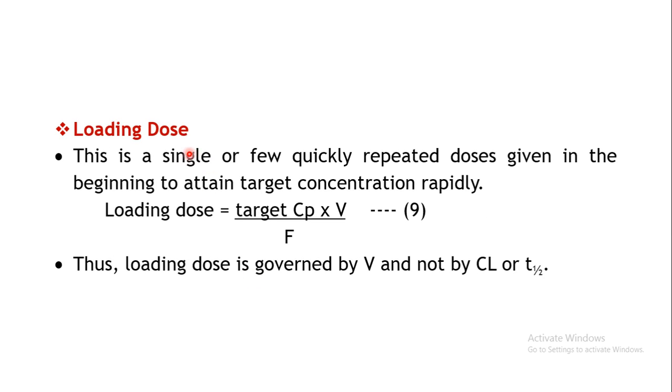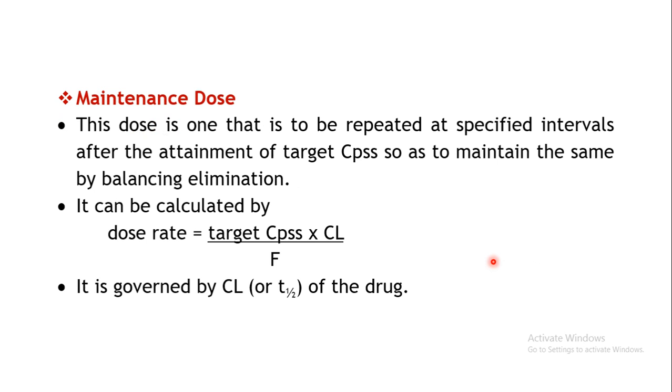Now let us see what the loading dose is. Initially, to achieve a particular plasma concentration, you can give a single high dose, or a few quickly repeated small doses at shorter intervals, so that you quickly attain the target concentration. How can you calculate the loading dose? It is the target Cp, the plasma concentration which you require, multiplied by the volume of distribution, divided by the bioavailable fraction or bioavailability of that drug. Here the loading dose is governed by the volume of distribution and not by the clearance or T half-life of the drug.